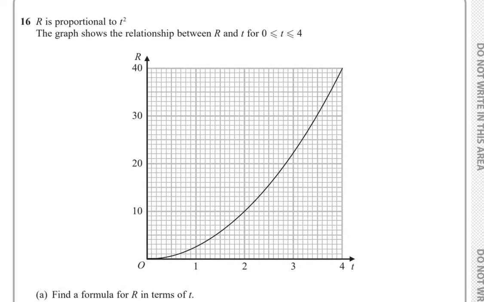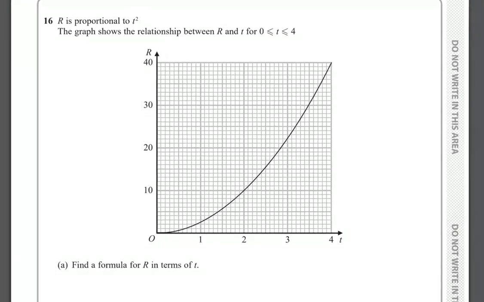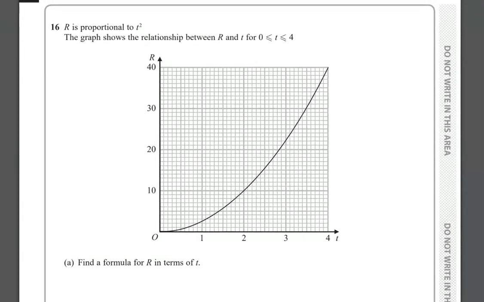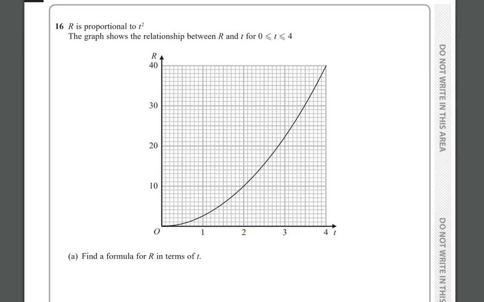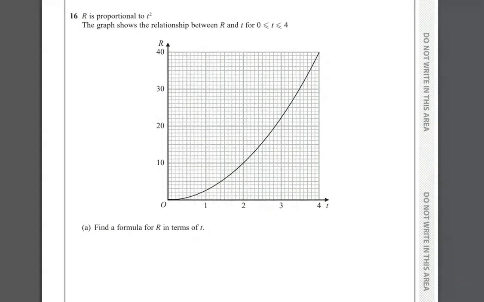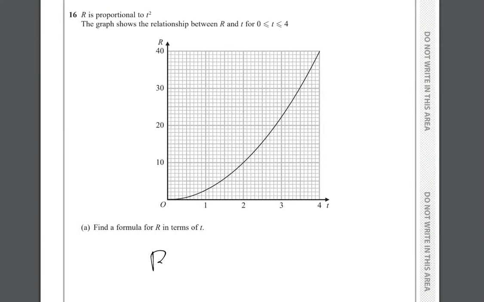Okay, question 16. R is proportional to t squared. Find a formula for R in terms of t. So R being proportional to t squared means that R is k times t squared. That's what it means. And actually there are lots of values that it gives you. There are 2 that are on whole numbers, there's one there, and there's one there. Let's use the big one because that seems good.